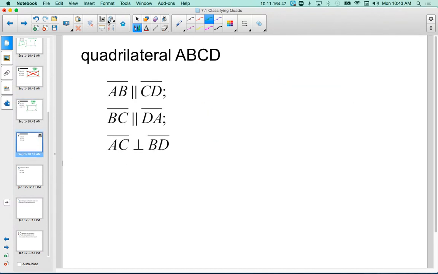Okay, here's another one. Looks like we got a couple sets of parallel sides. Looks like we got another parallelogram. Rectangle.